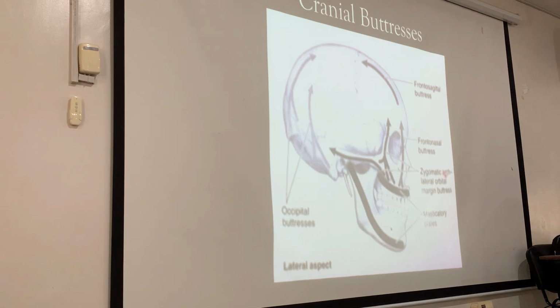So the different buttresses, there is the frontal sagittal buttress, where the bone thickens a little bit. There is a frontal nasal buttress, zygomatic arch, and lateral orbit buttress. Then we have occipital buttresses. So the bone thickens a little bit in order to resist the forces of the muscles, with the facial muscles.